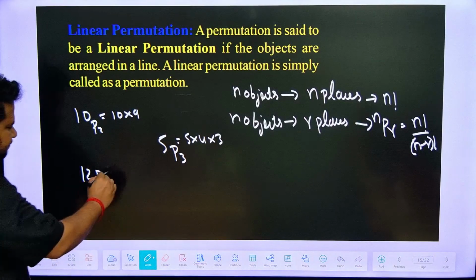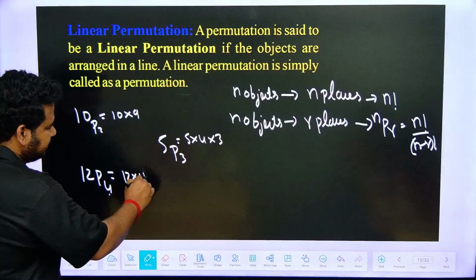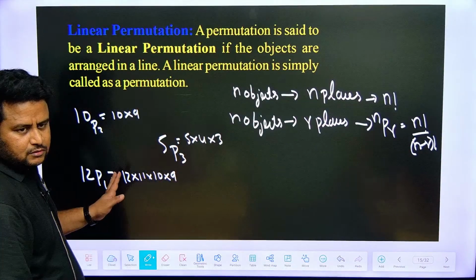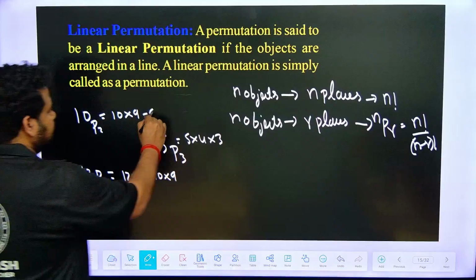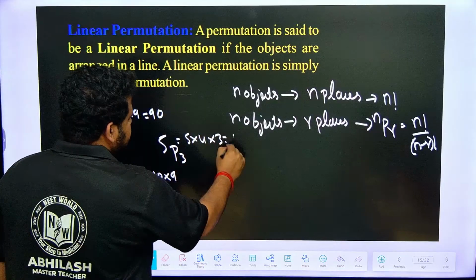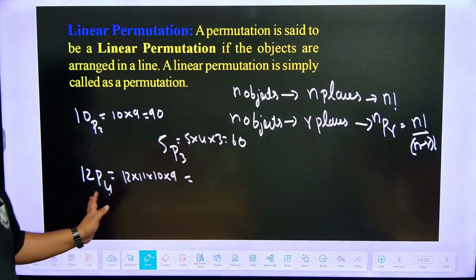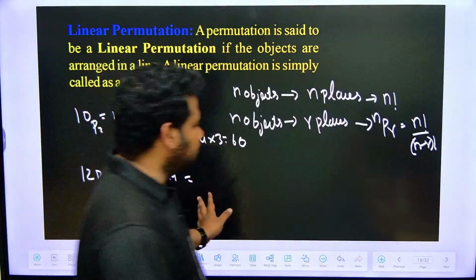Now 12P4 means 12 into 11 into 10 into 9. Did you understand? Did you know this before? Okay, that's good. This will be 90, this will be 60, this will be something, leave it, no need to worry. This is the trick you must know.